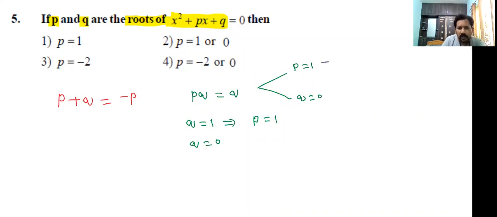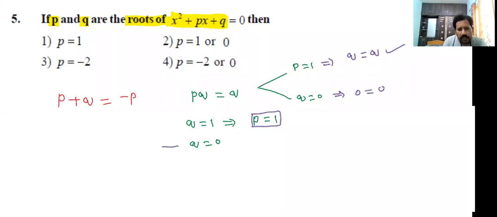See, P is equal to 1 means we get q is equal to q. It is satisfied or not? If q is equal to 0, you'll get 0 is equal to 0. Okay, students. Now, P is equal to 1 and Q is equal to 0. Both are satisfied. So Q is equal to 0. Substitute here. Then what happens?